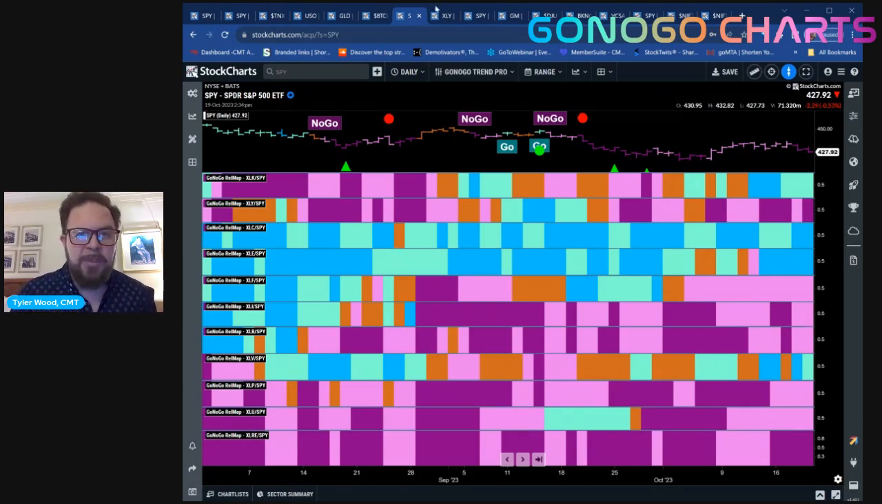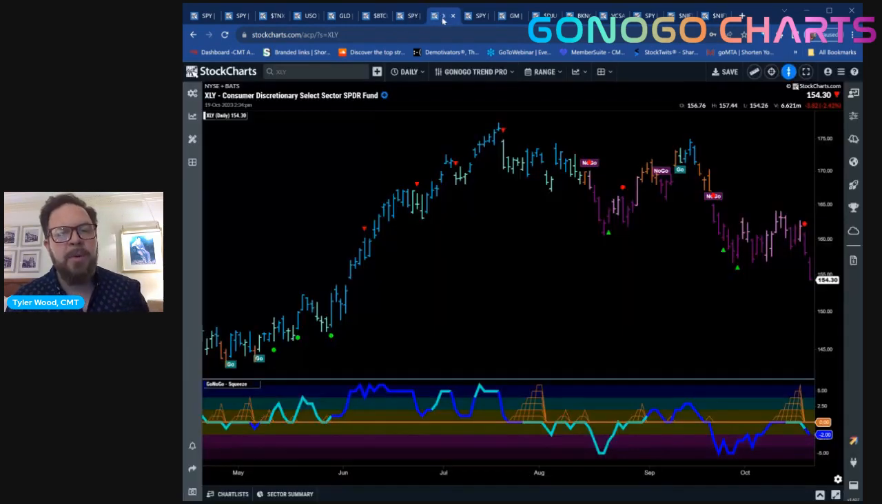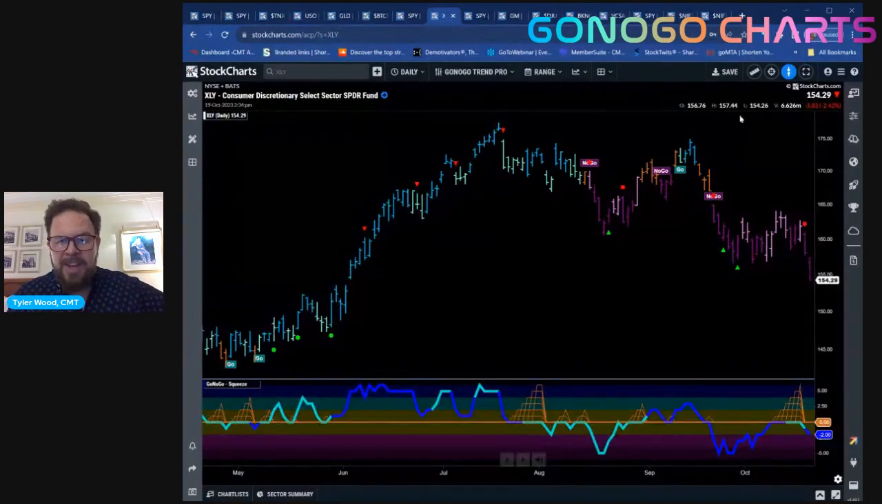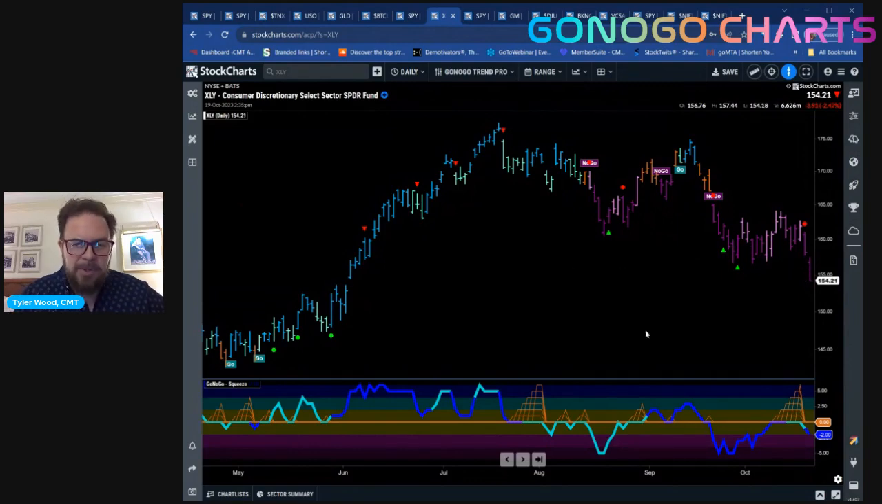So if we just jump into the XLY, the ETF representing the consumer discretionary sector, we can see how that price action came in and really didn't even pause at what could have been an area of support here. We've broken down lower. And this is the daily perspective. We can see that we broke out of a max squeeze to the downside. Not only did momentum turn negative, but now we've seen volume on a relative basis. We've got heavy volume now on this selling for the consumer discretionary sector.